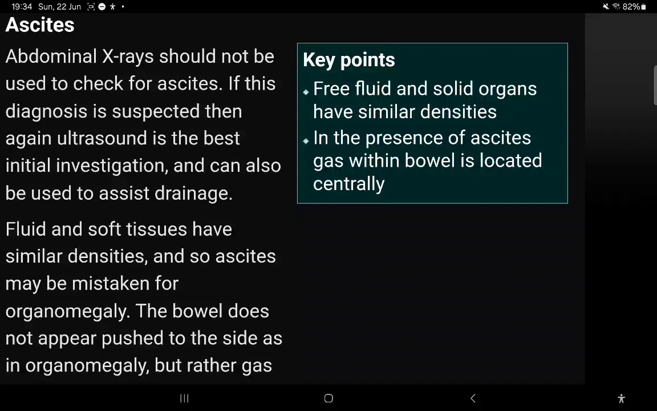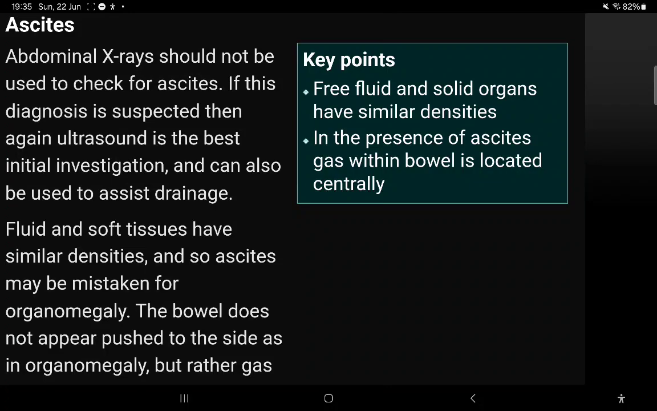Abdominal X-rays shouldn't be used to check for ascites. The key points: free fluid and solid organs have similar densities. In the presence of ascites, gas within bowel is located centrally. Ascites: if this diagnosis is suspected, then ultrasound is the best initial investigation and can also be used to assist drainage. We have a procedure called paracentesis to drain massive abdominal ascites, and paracentesis is now done with ultrasound guidance.